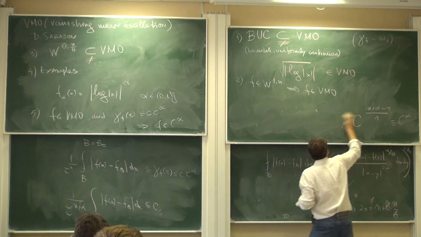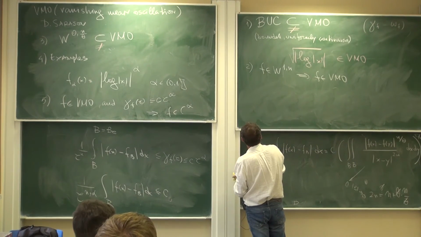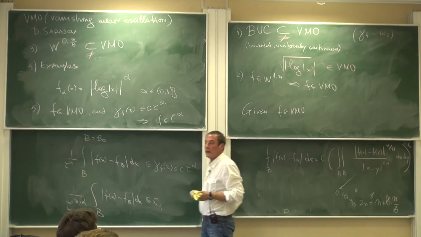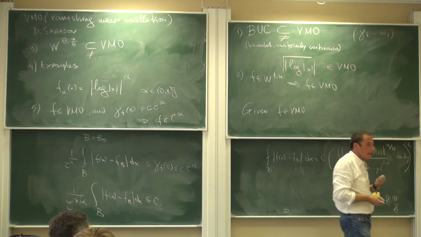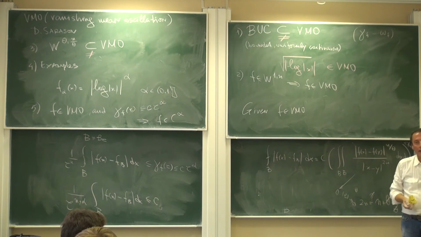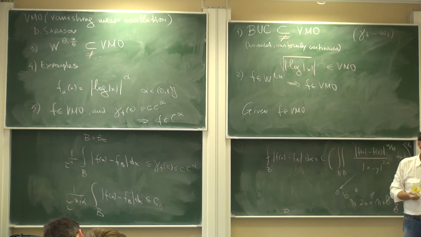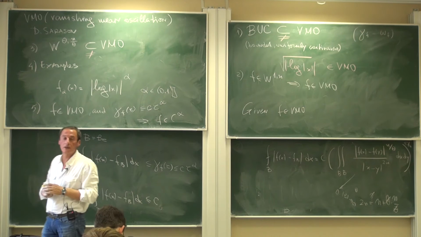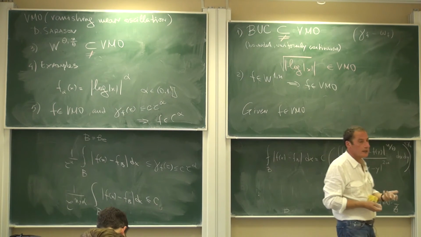Given a function f in VMO, under which conditions on its VMO modulus can we ensure that the function is continuous? Because we have already seen that in general VMO functions are discontinuous functions. So the question is, what conditions to impose on the VMO modulus which guarantee that the function is continuous?